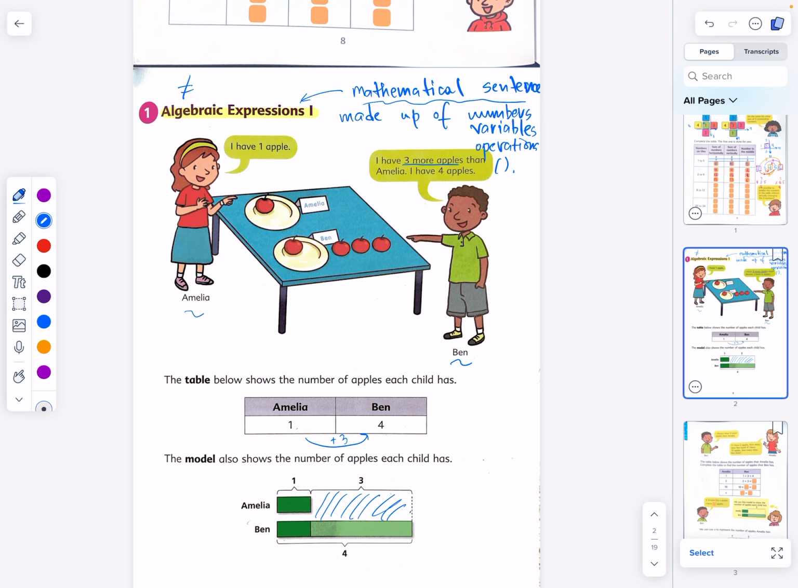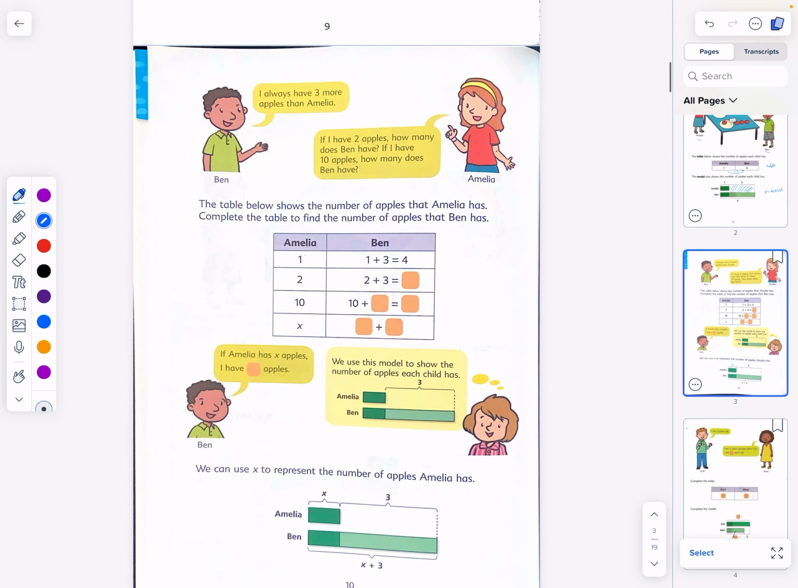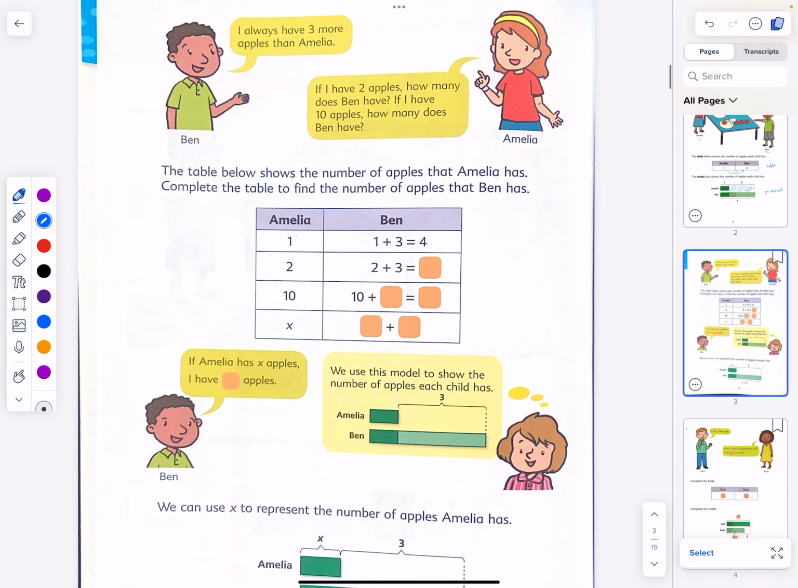Now, we've seen this in 3rd grade. This is like pictorial representation, right? We're looking at bar models. Here we have a little table. But let's summarize it. Ben always has 3 more apples than Amelia. If Amelia has 1, then Ben has 4. If Amelia has 2, and the rule is always plus 3, right? He always has 3 more. Of course, he has 5. If Amelia has 10, Ben will have 15.